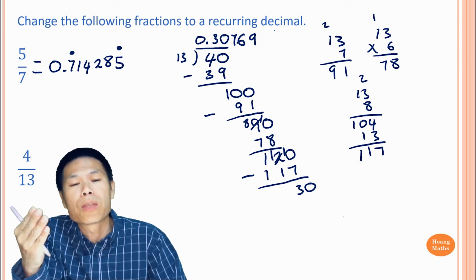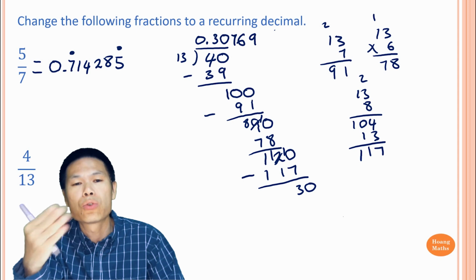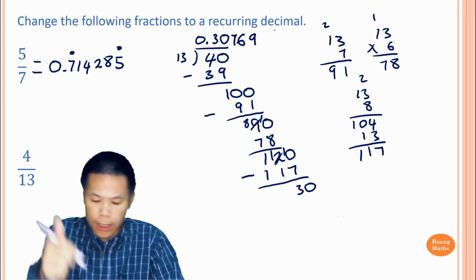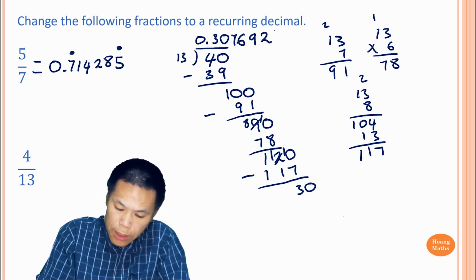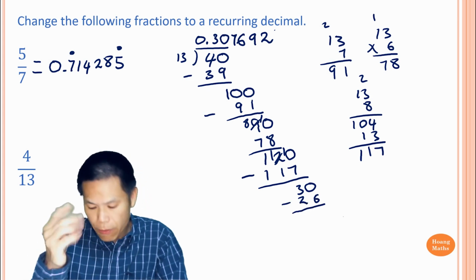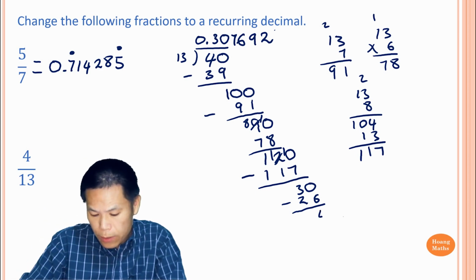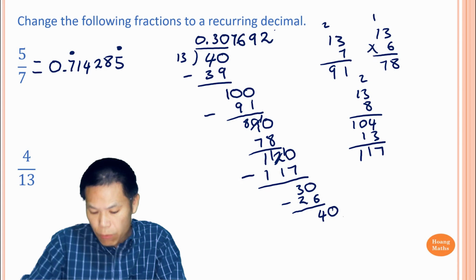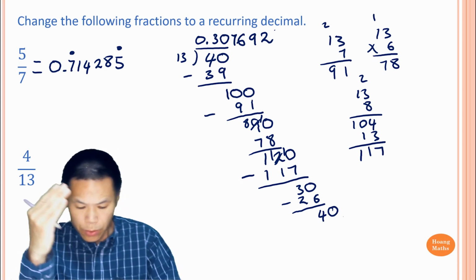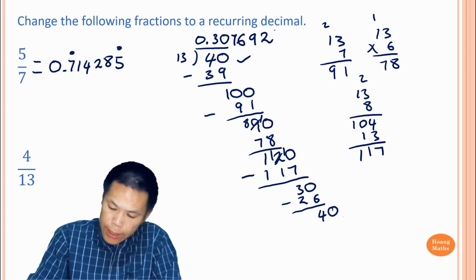So how many lots of 13 go to 30? So it should be 2 times. Because 2 times 13 is 26. So 2 times. Then 26, I write this down. And we minus it. So it gives us 4, right? Because 30 minus 26 is 4. We write 4 down, add a 0. Now, you can see it repeating because we have 40 here and this is 40.